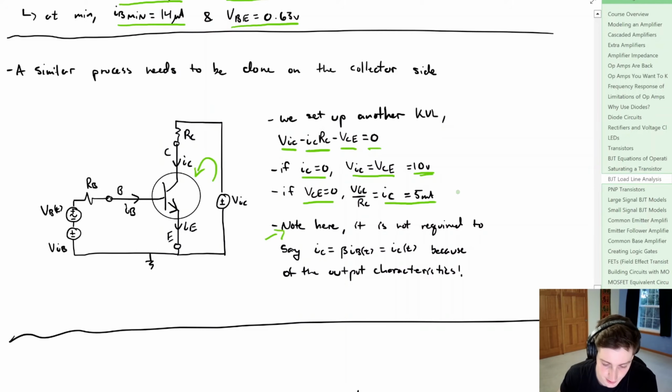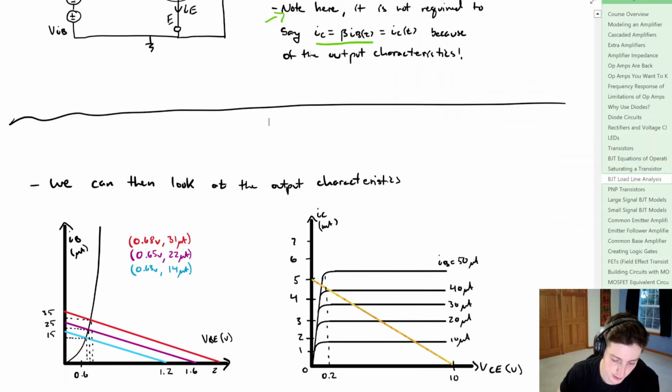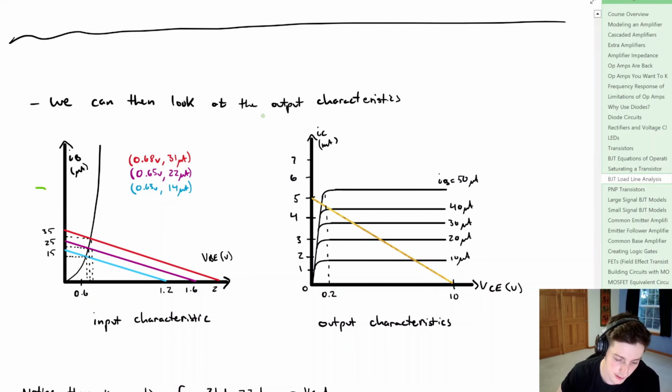Now, just take note here, it's not required to say that we have IC equal to beta times IB, because we're going to look at the output characteristics. So if we do that, and we also consider the input characteristics that we found, we can see that we're going to be looking at a few different points for the base current: 31 microamps, 22 microamps, and 14 microamps. Now notice here on the output characteristic, we don't have those values. So what you may have to do is approximate where those curves would be. So perhaps the 14 looks something like this, and the 31 microamp base current right here, we can safely approximate to be the 30 microamp line.